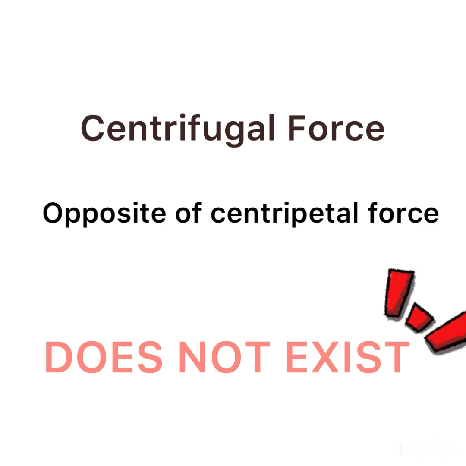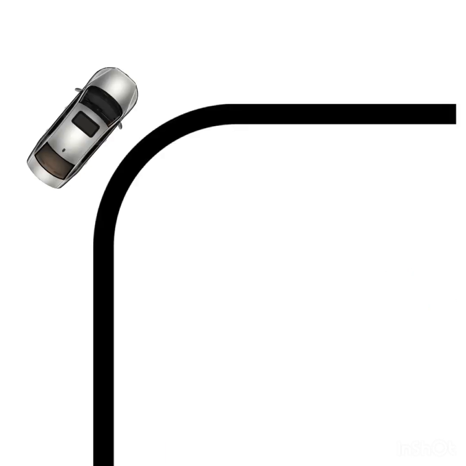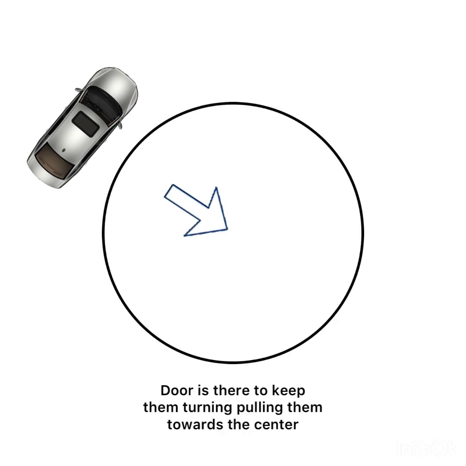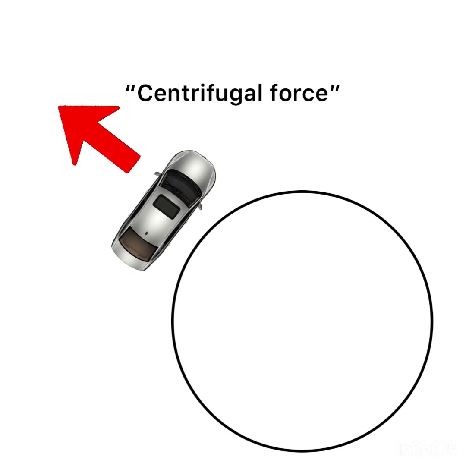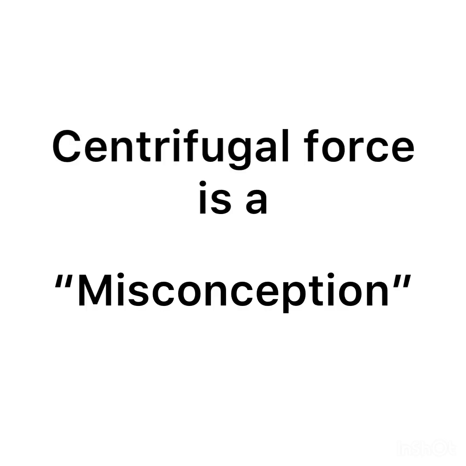Looking from the outside perspective, when the car turns, it forces the passenger to move in a circle, and the door is there to keep them turning, pushing them towards the center. This is because of the centripetal force. However, what the passenger felt was different, since they felt like they're being forced against the door, as if there's a centrifugal force pushing them. In spite of that, there's actually nothing to create such a force, making it a misconception.